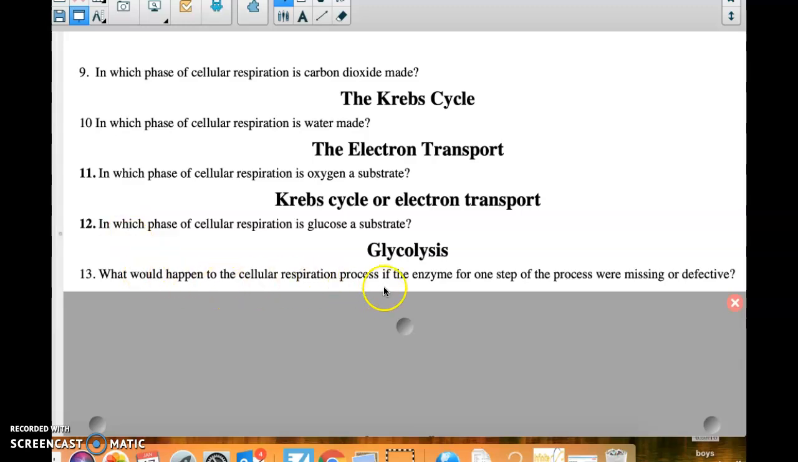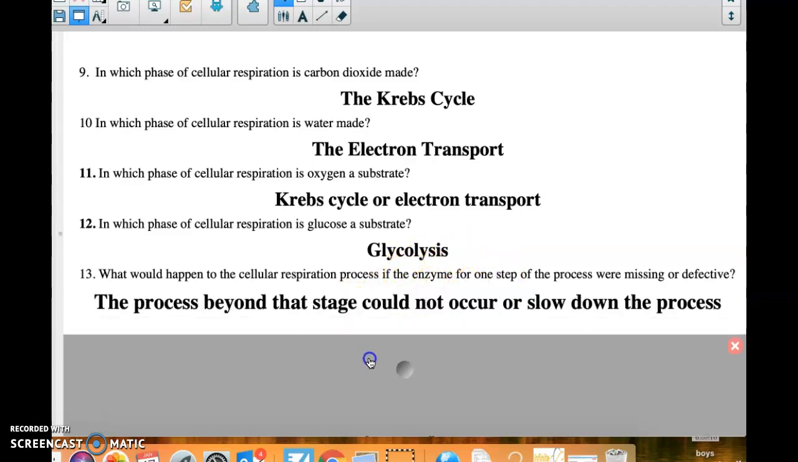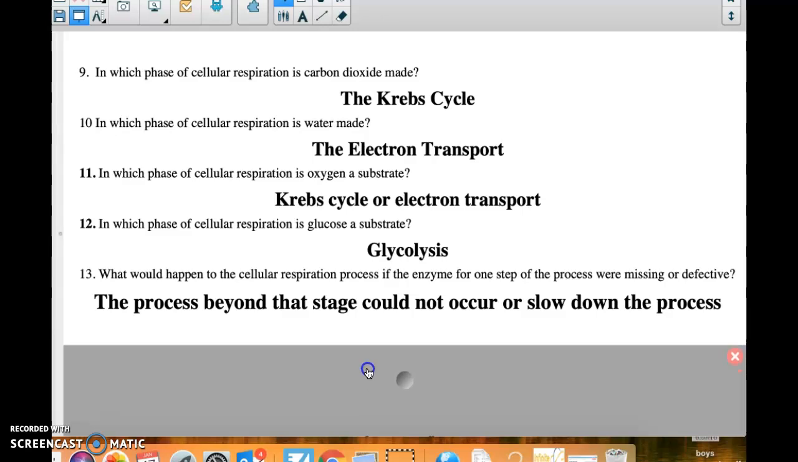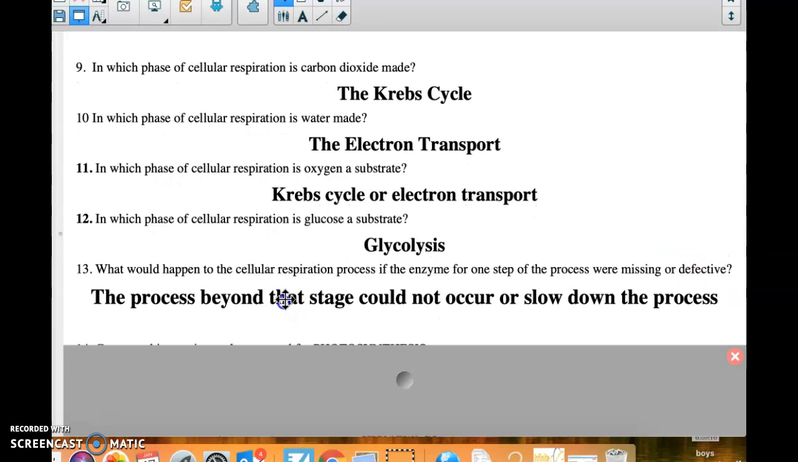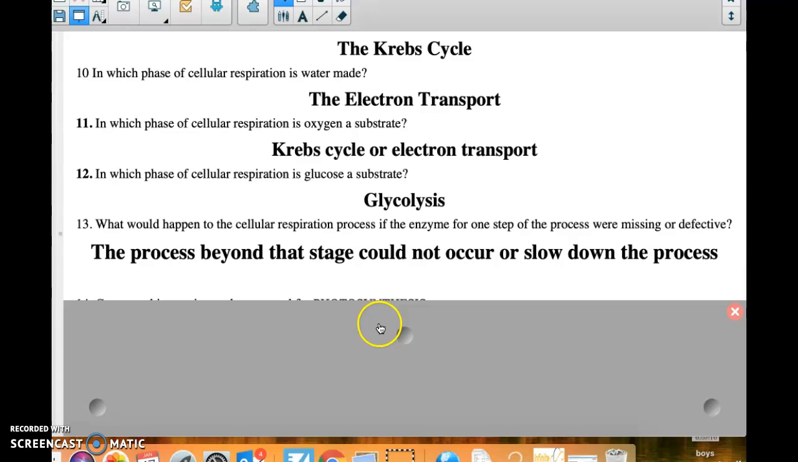What would happen to the cellular respiration process if the enzyme for one step of the process was missing or defective? So remember, enzymes help speed up chemical reactions. So if it's not able to go through the chemical reaction, or slows down the chemical reaction because it's defective, then the process will not occur, or it will be very, very slow.